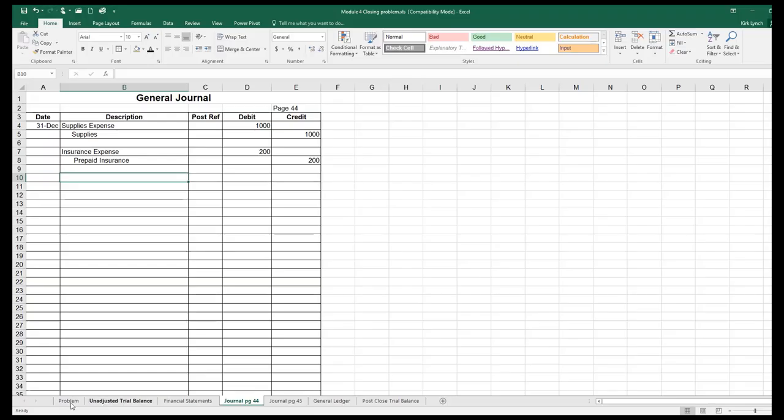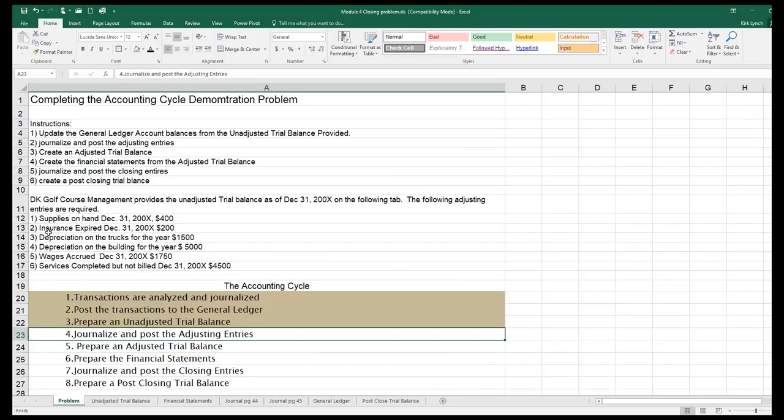So let's look at our third adjusting entry that needs to be done. We have two depreciation entries here, one for our trucks, one for our buildings. Whenever you're given the depreciation, that's the amount of the adjustment that needs to be entered here. So we're going to debit depreciation expense for trucks and credit accumulated depreciation for trucks for $1,500, and then we'll do a similar entry for the depreciation expense on the building. I'm going to go ahead and journalize both those at one time. The trucks is $1,500, the building is $5,000.